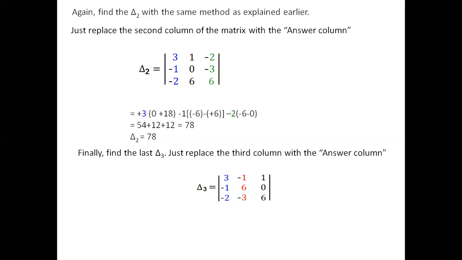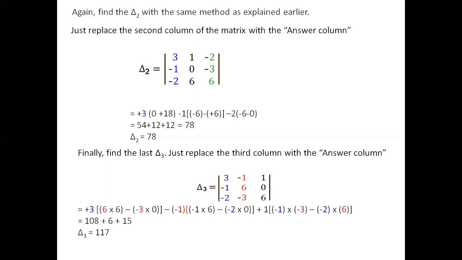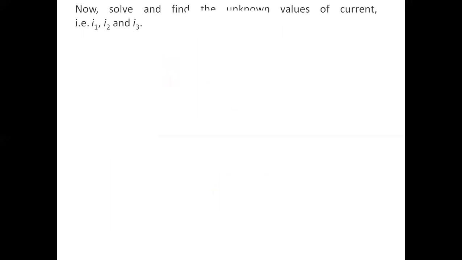Which one you want, whether it is finding for I1, first column you need to replace. If it is second one, I2, you need to replace the second. If it is the third one, we need to replace with the third column. Right? Again find the delta 3. Now you got delta 1, delta 2, delta 3 and delta. After finding these values, then it is easy. Simply just substitute these values. Delta 1 by delta is nothing but I1. Delta 2 by delta is equal to I2. Delta 3 by delta is equal to I3. That is the next step here for finding the currents I1, I2 and I3.